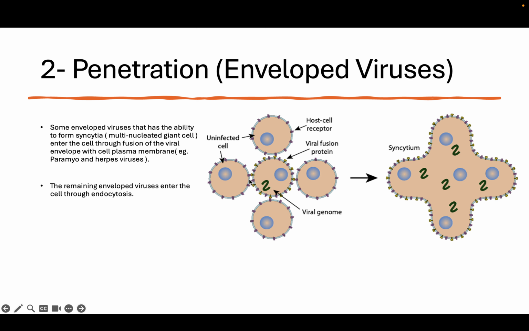So this is one way. It's called syncytia. Syncytia literally means multinucleated giant cell. So it's literally a big cell with multiple nuclei. That's how one virus can infect multiple other cells, by putting its viral proteins in the membrane of the cell and causing this infected cell to fuse with other uninfected cells.